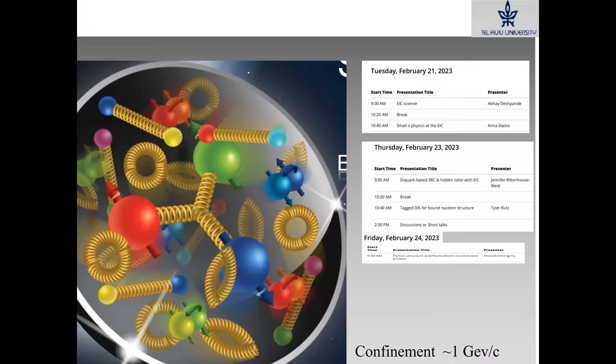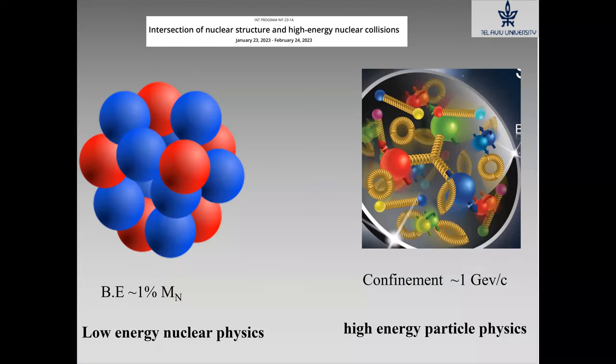Yesterday we started, and Tuesday and Friday we're going to discuss the inner structure of the nucleon. With a better resolution, we can see that the nucleons are made out of quarks and gluons and see all the complexity. All these are confined by the strong interaction field, which is of the order of 1 GeV. So the binding energy in the nucleus is something like 10 MeV, and the confinement of the quarks and gluons in the nucleon is of the order of GeV. So we have a few orders of magnitude difference between these two phenomena.